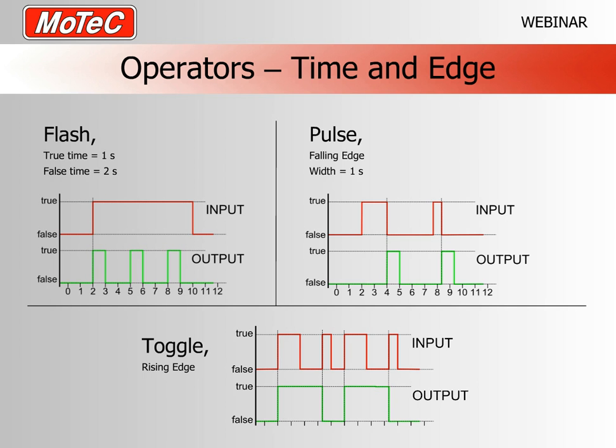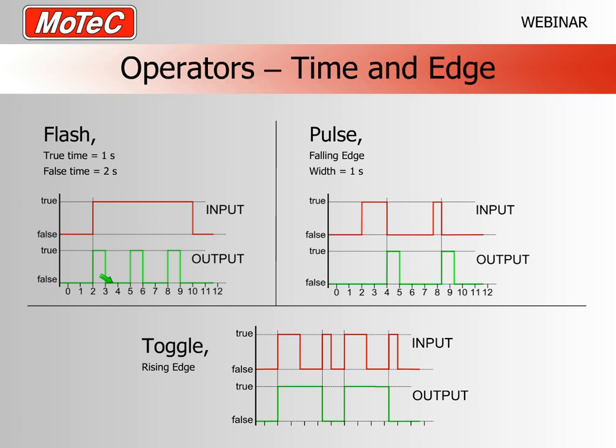So the first one is our flash function, and this is very obvious. For example, if our input is the indicator switch, then what we want is when the input is false, we don't want any output, and when the input is true, we need a flash output. And in this case, we've got a true time of 1 second and a false time of 2 seconds. So at any time the input is true, we have an output which will be switched on for 1 second and switched off for 2 seconds to flash. Again, that's quite a straightforward function, but it's very useful.